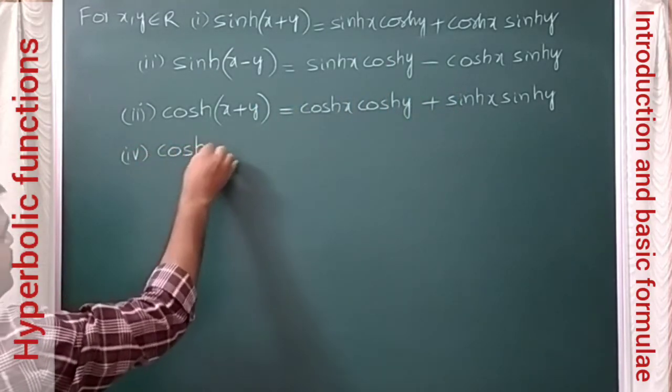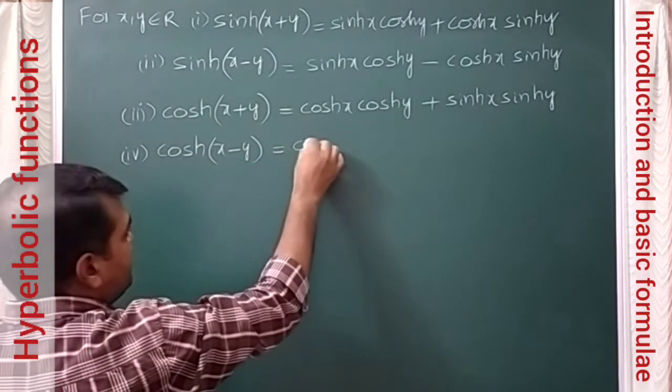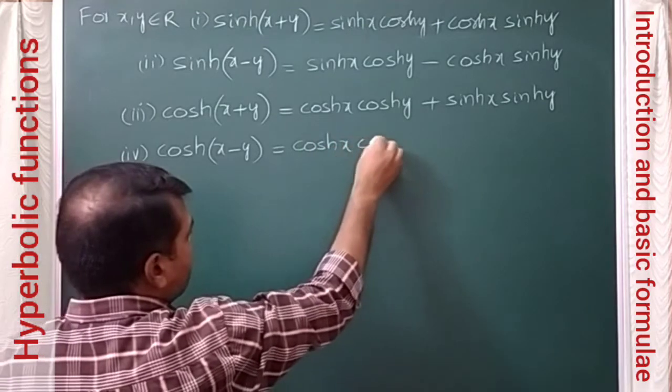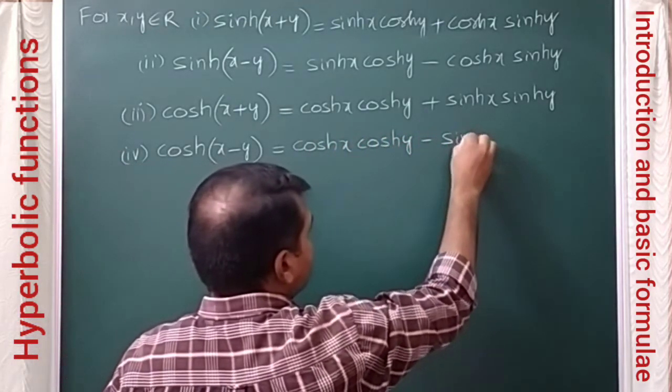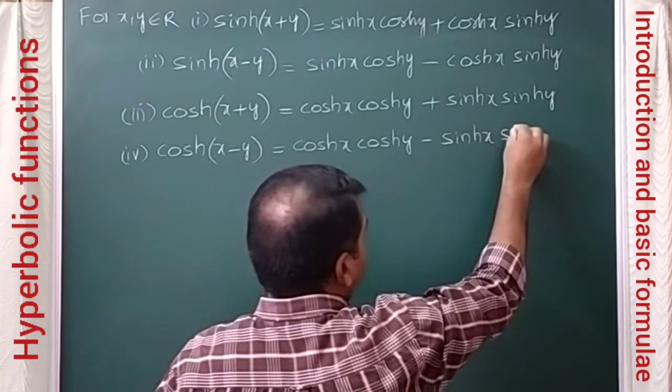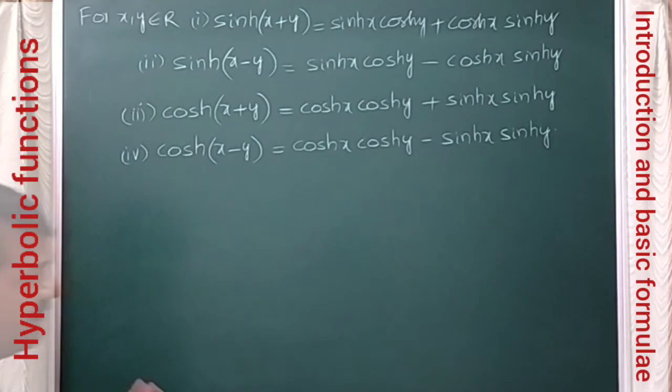So cosh of x minus y. This is cosh x cosh y minus sinh x sinh y. So these are the basic formulas related to sine and cos hyperbolic functions.